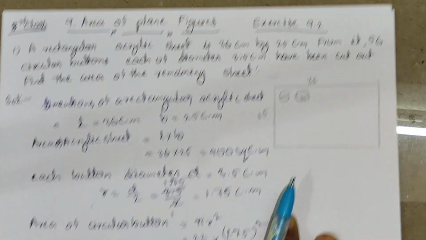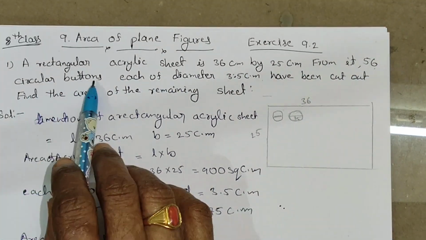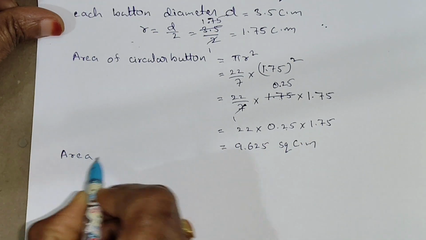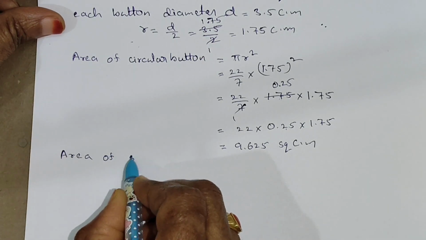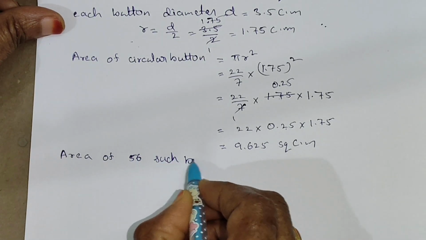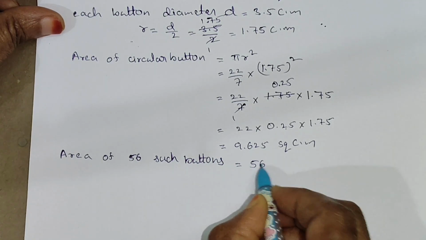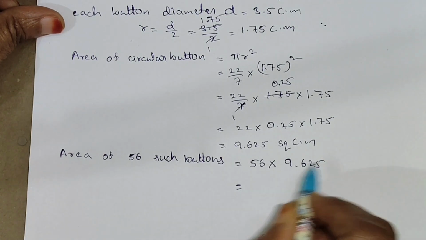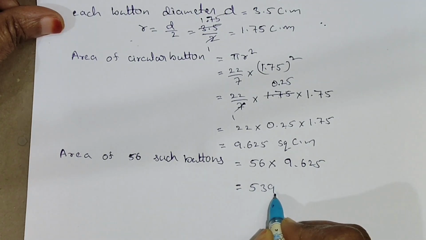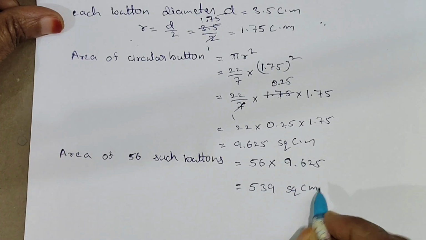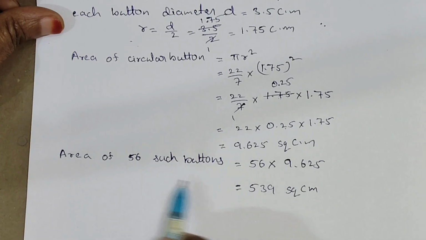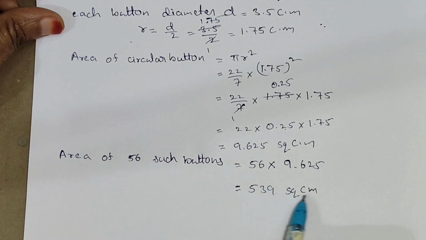In the question there are 56 circular buttons, so now we find the total area of the buttons. The area of 56 such buttons equals 56 into the area of one button, 9.625. Multiplying these two numbers gives 539 square centimeters. So the complete area of the 56 buttons is 539 square centimeters.